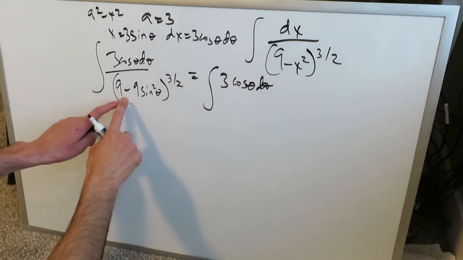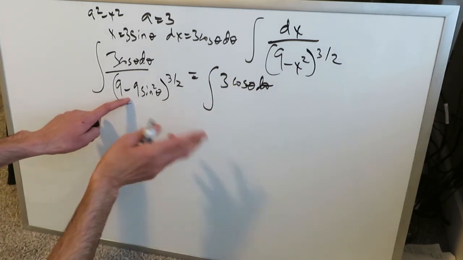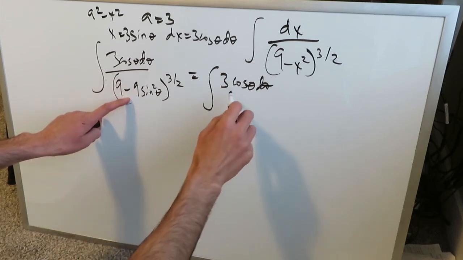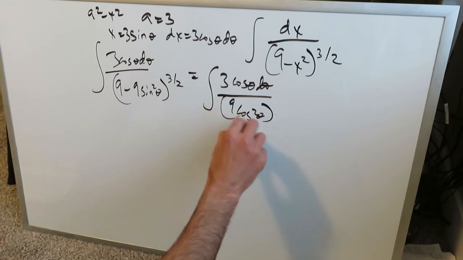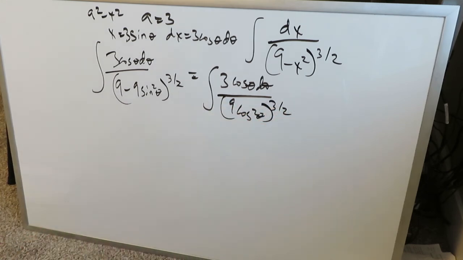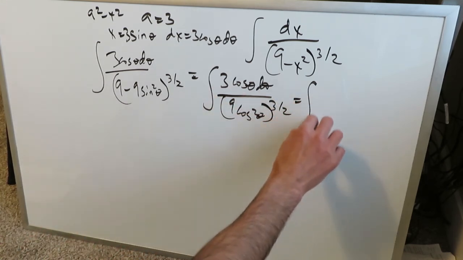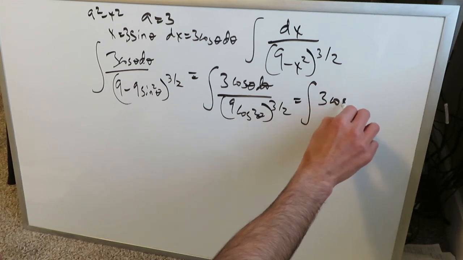You can isolate 9, you'll get 1 minus sine squared theta. 1 minus sine squared theta is equal to cosine squared theta. So here you get 9 cosine squared theta to the power of 3 over 2. What's 9 to the power of 3 over 2? You can figure that out. It's not hard by any means.